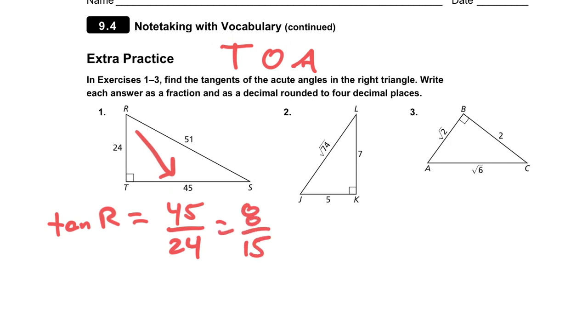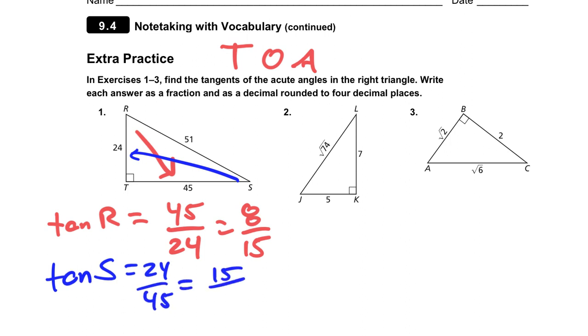Now, this does ask you to put this in the calculator and round it to 4 decimal places, which I'm not going to do right now. And then we can do the other one. Let's talk about tangent S. So the tangent of angle S, its opposite is going to be the 24. Its adjacent is the 45, and we simplify that. We get 15 over 8. So that's the gist of this.